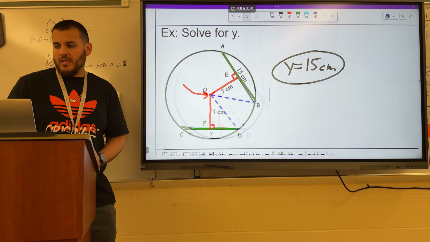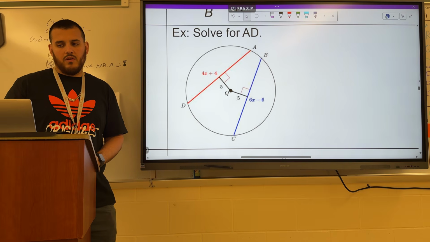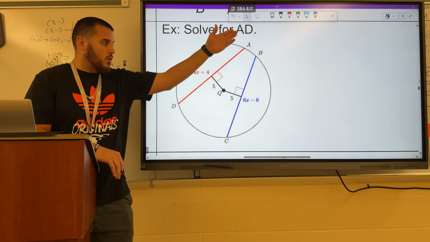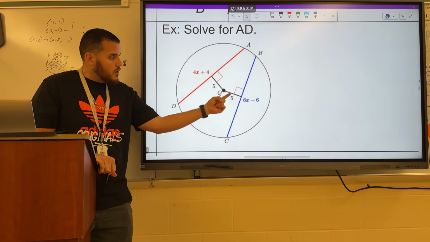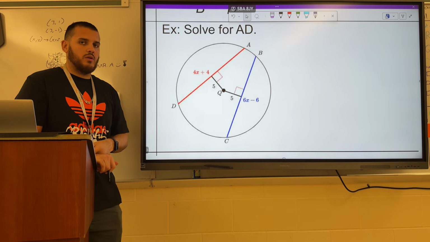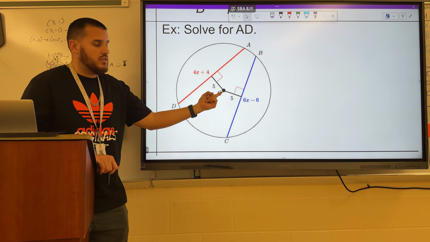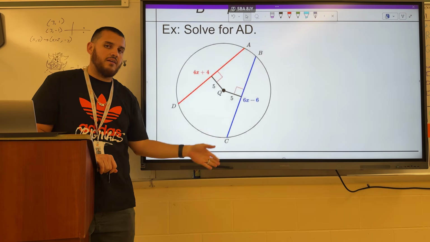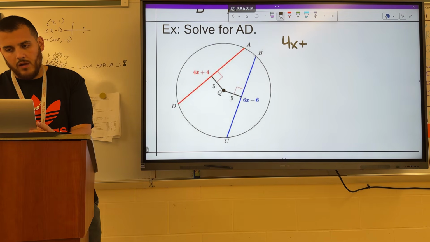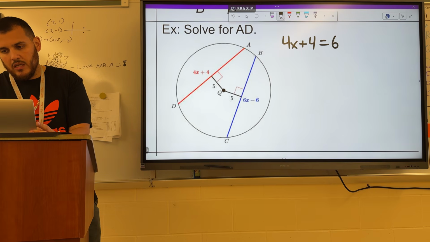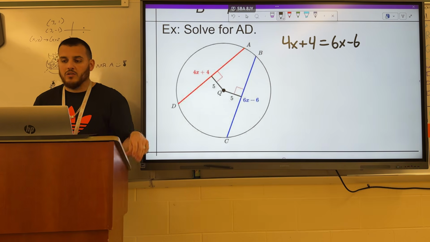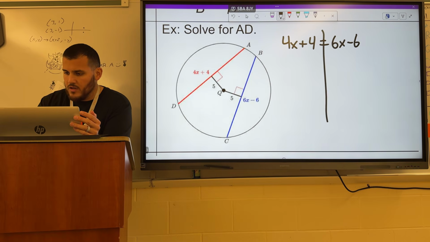Let's see this applied now with a little bit more algebra involved. Okay, almost the same scenario. I have a chord AD, a chord BC, and I know both of them are 5 units away from the center of the circle, point Q. If they are equidistant to the center, then the chords have to be congruent to each other. So the 4x plus 4 from one chord must be equal to the 6x minus 6 from the other chord. We can do algebra from there to solve for x.